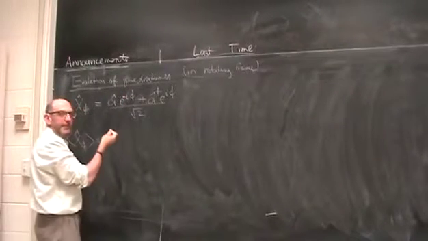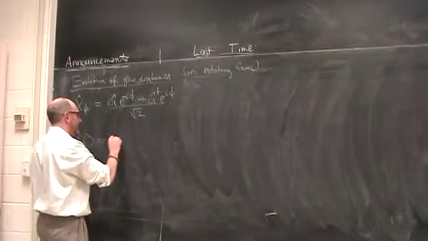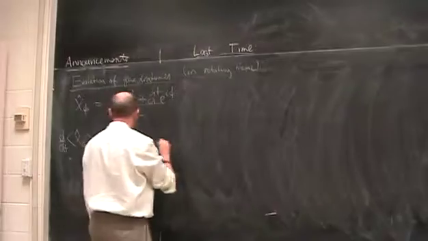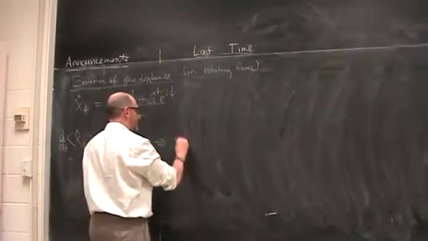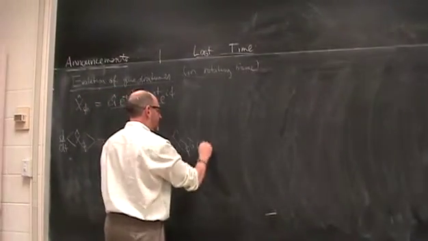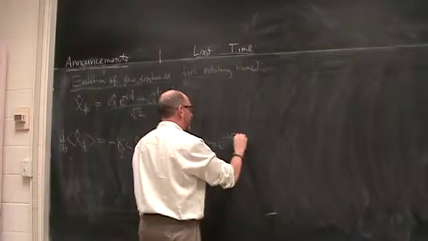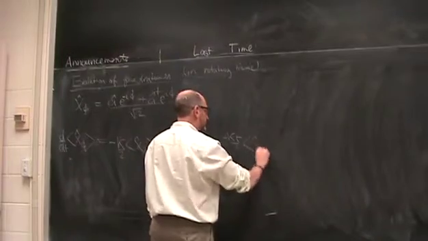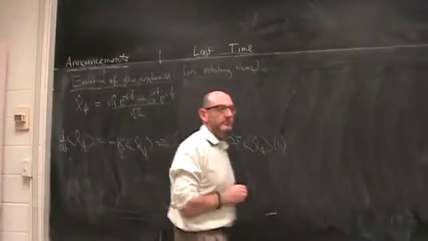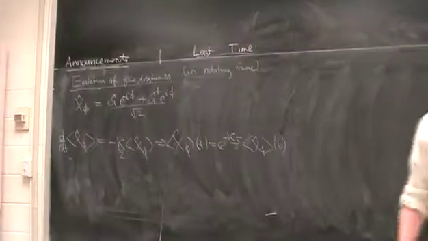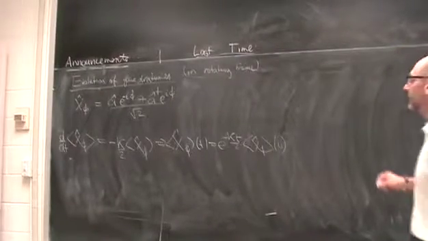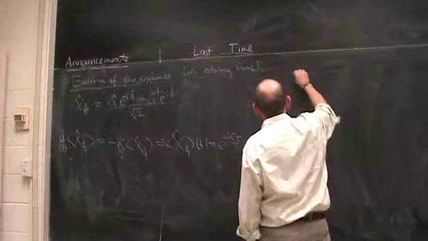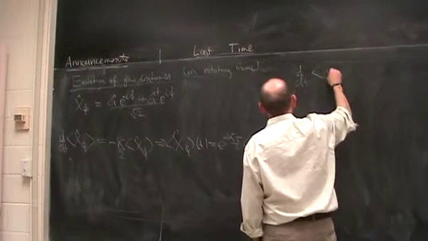Each one of these just decays. So this quadrature amplitude decays as the mean field. What about the fluctuations, though? Let's look at the evolution of the square.